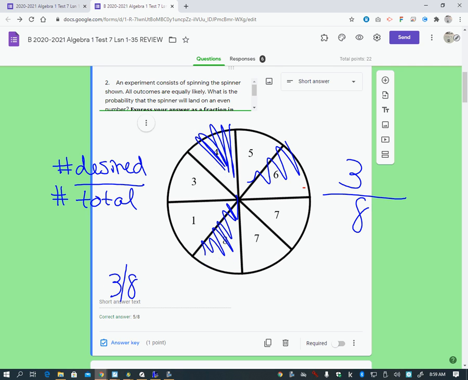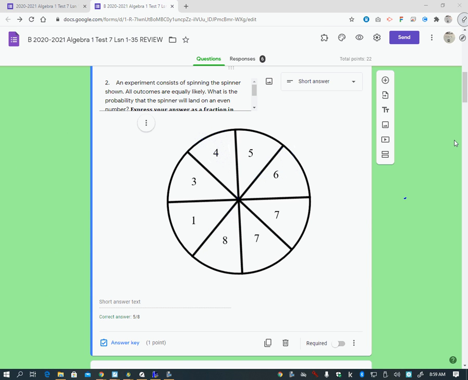Well, let's see what it says. It says 5/8. My guess is that she changed it. What's the probability the spinner will land on an even number? Because we have 1, 2, 3, 4, 5. I'm guessing that the question originally said odd. She went in and changed it to even and didn't change the answer. Okay, so 3/8 is correct. Good on you if you got it. And it could have said, what is the probability of not landing on an even number, in which case that would also be 5/8. But no, our answer here is 3/8.